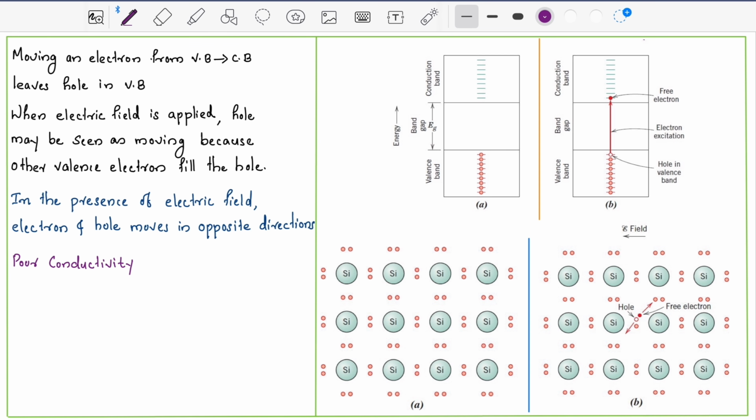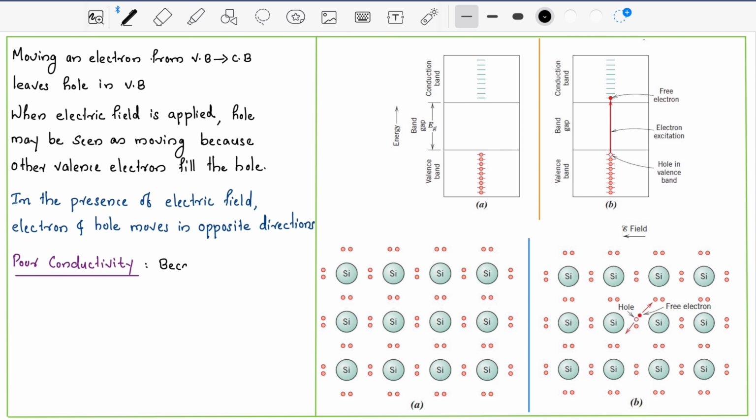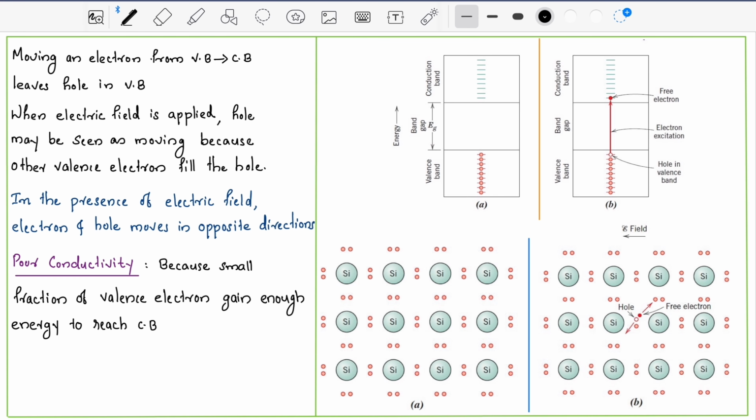Intrinsic semiconductors have poor conductivity. It is because a very small fraction of valence electrons are excited into the conduction band. A very small fraction of valence electrons gain enough energy to reach the conduction band. That means a small number of electrons are there in the conduction band. These few electrons in the conduction band are responsible for the poor conductivity because the current flow is limited when you apply an electric field.